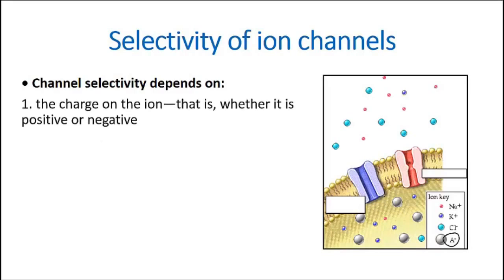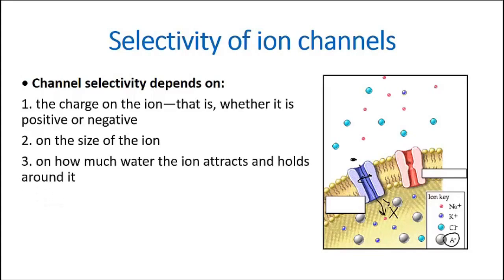First is the charge of the ion, that is, whether it's a positive or negative charge. Second thing is the size of the ion. If the ion is much bigger in size compared to the diameter of the channel itself, it will not allow that ion to pass. But if it's smaller, then it can easily pass through the channel. And third one is how much water the ion attracts and holds around it. This also plays an important role.